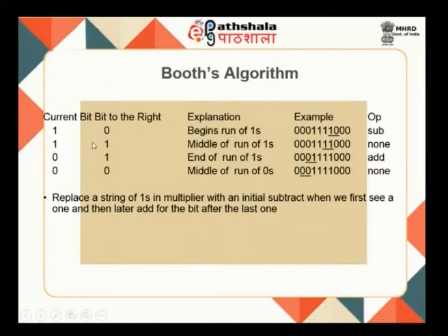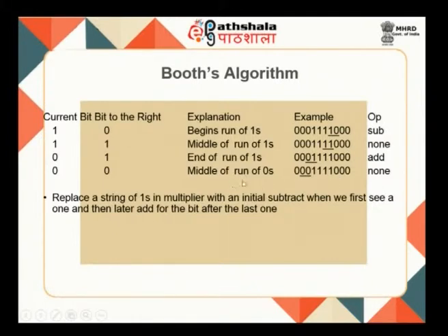If the current bit is 1 and the bit to the right is 0, that is, you are doing a transformation from 0 to 1, you will have to do a subtraction operation. A 0 to 1 will have to do a subtraction operation. A 1 to 1, there is no change, because the previous bit is also 1, this bit is also 1. So, you do not have to do any operation. Similarly, if your previous bit is 1 and the next bit is a 0, you are doing a 1 to 0 transformation. So, you will have to perform an addition operation, and if it is a 0 to 0, you will not have to do anything.